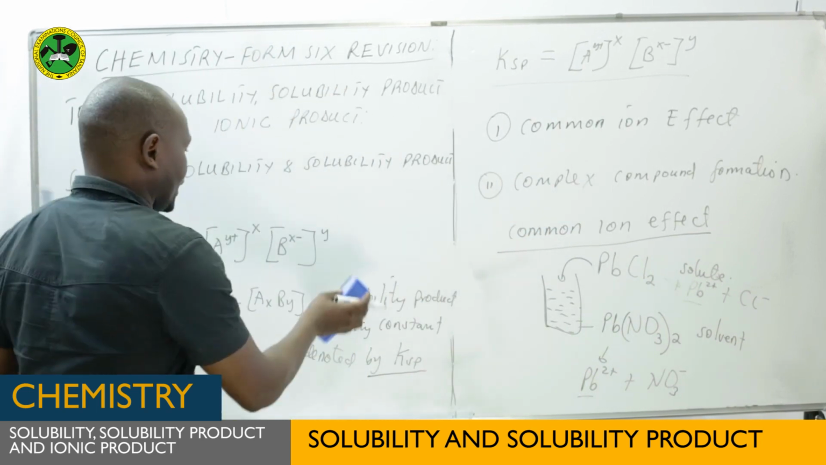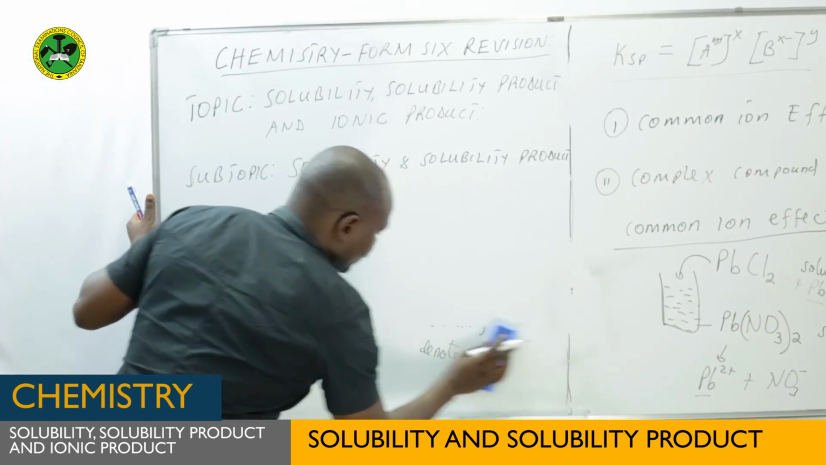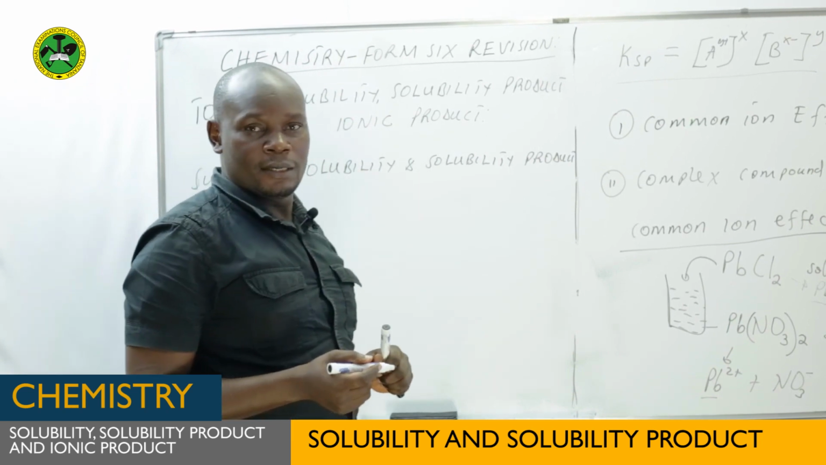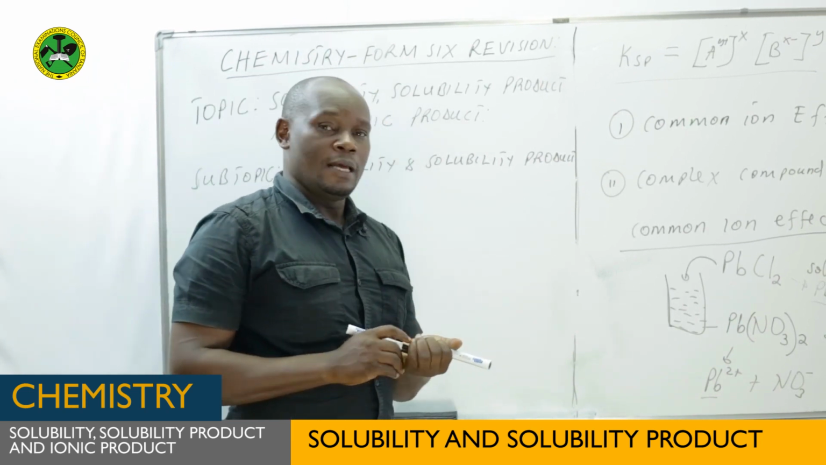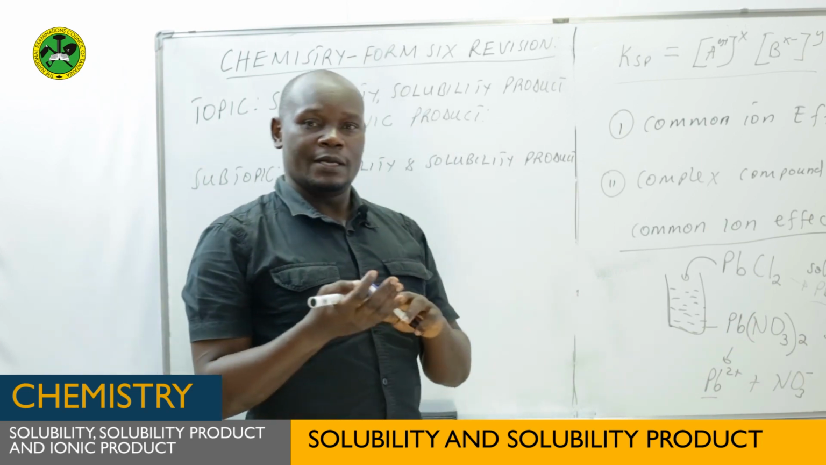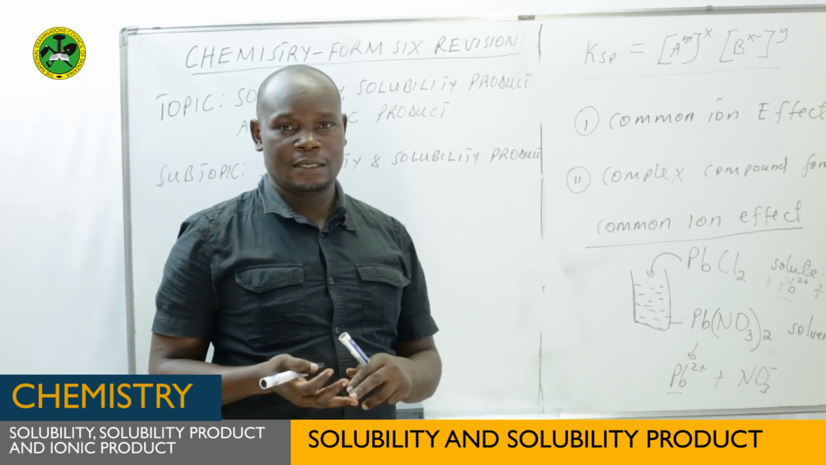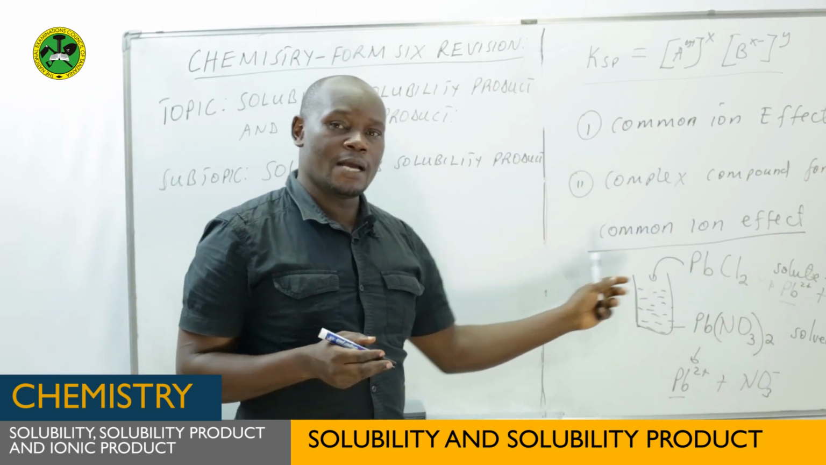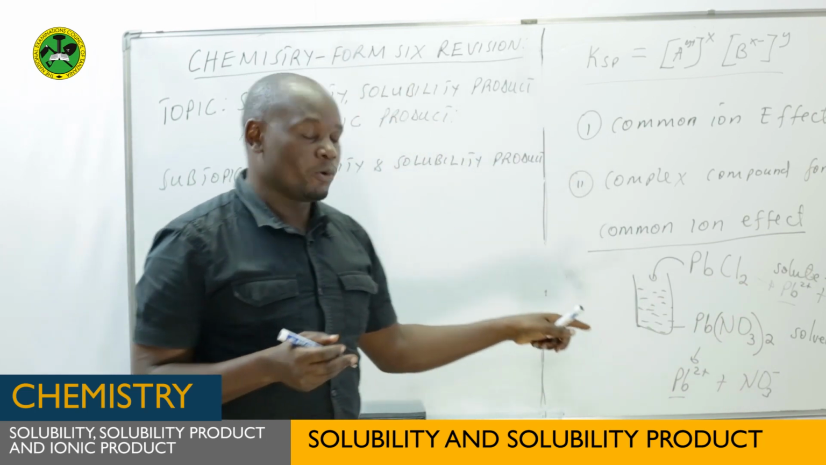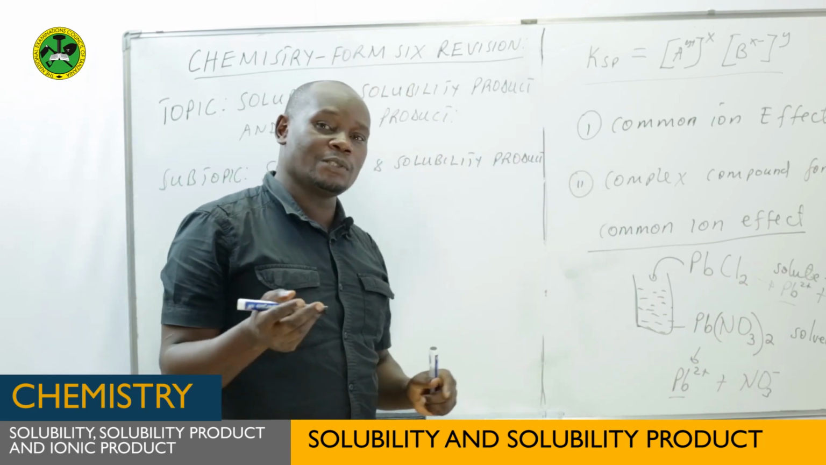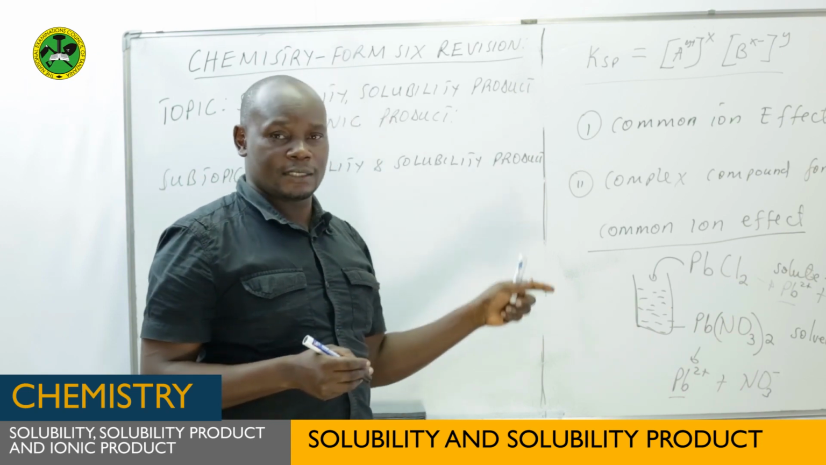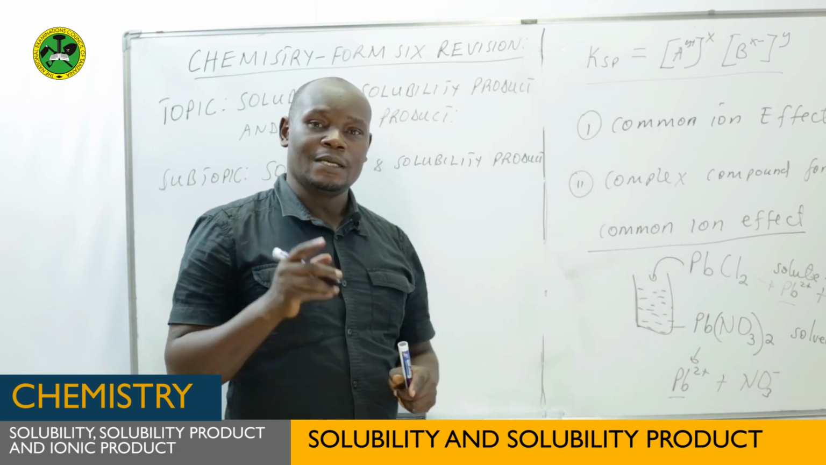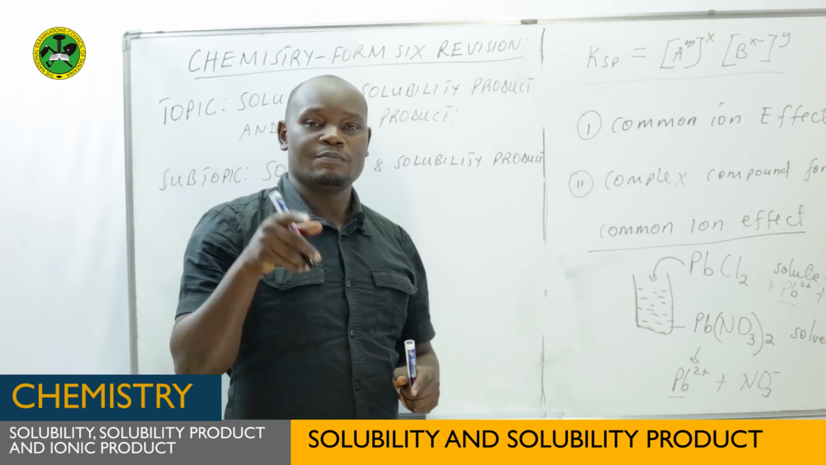Another factor is the formation of a complex compound. Normally, a complex compound is a compound which is made up of a central metal atom and ligands. So for most ions, when added into a solution containing the ions, and those ions are added in excess, there is a tendency of formation of a complex compound which becomes soluble.